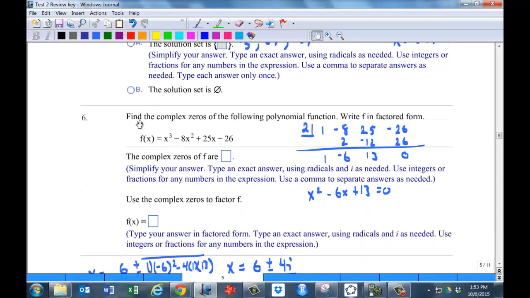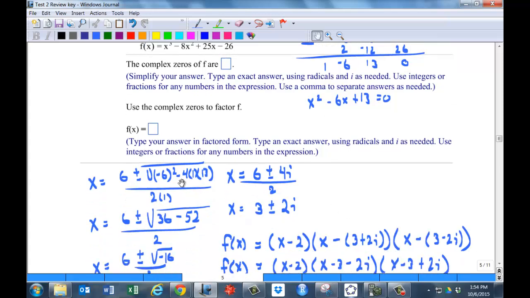We do the same thing here, find the zeros. So type this into your calculator and find one of the real zeros, and one real zero I found was 2 from the calculator. So I can do synthetic division here, and I get the reduced polynomial. So 1 times x squared minus 6 times x plus 13 equals 0. We want to solve this using the quadratic formula. So I did that here.